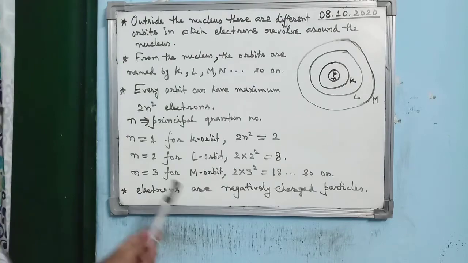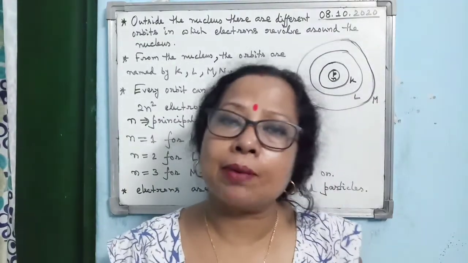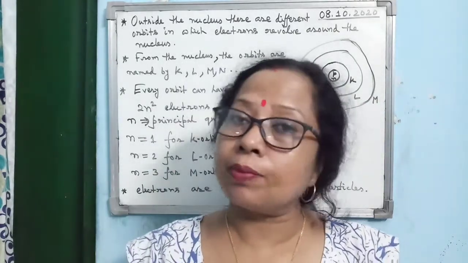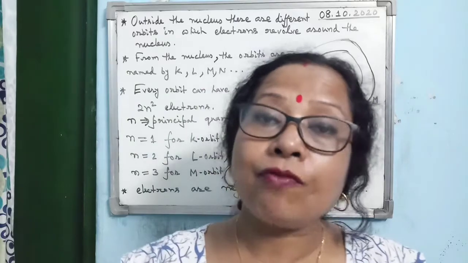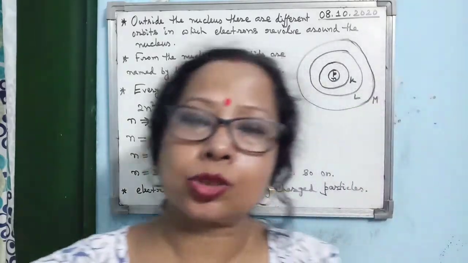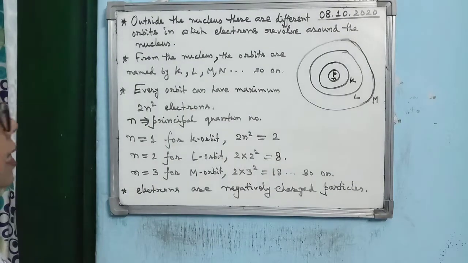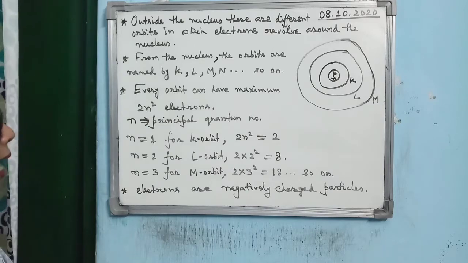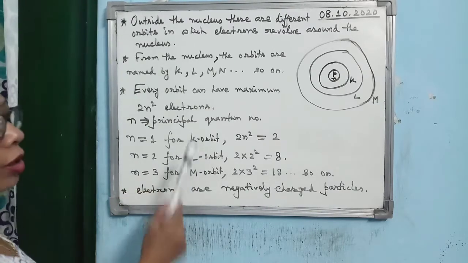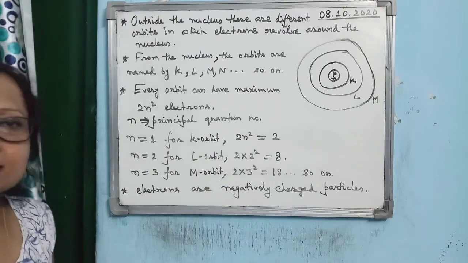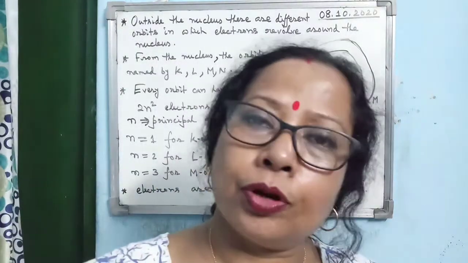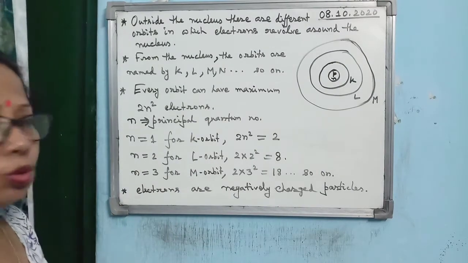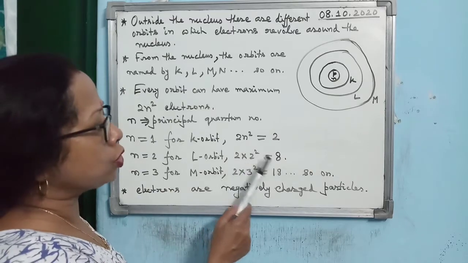And every orbit can accommodate a maximum of 2n square electrons. They may have fewer than 2n square electrons, but no orbit can have more electrons than 2n square. Now, what does n stand for? n is known as the principal quantum number, and n is equal to 1 for the K orbit. So you see, in the K orbit a maximum of 2 electrons can be accommodated. Like that, for the L orbit the value of n is 2. So 2n square, 2 into 2 square, how much? 8.